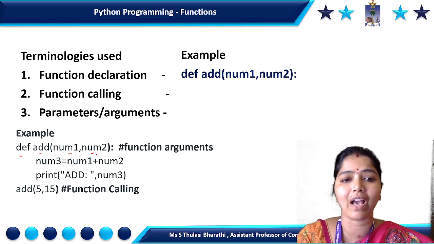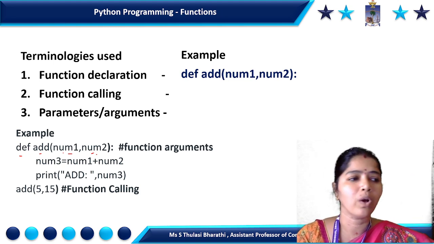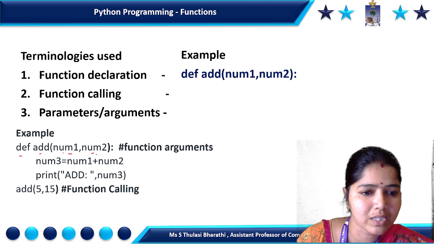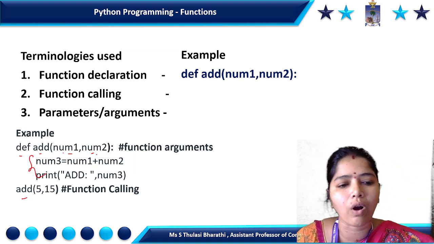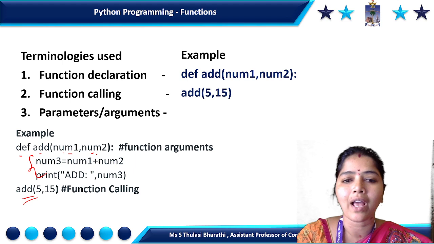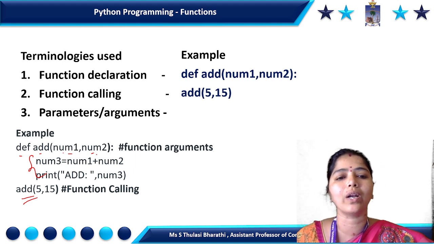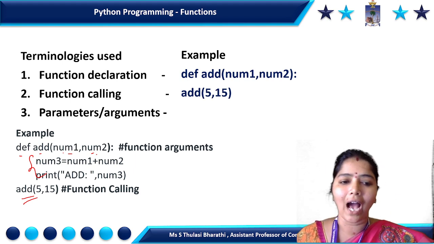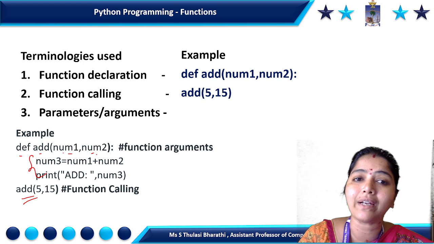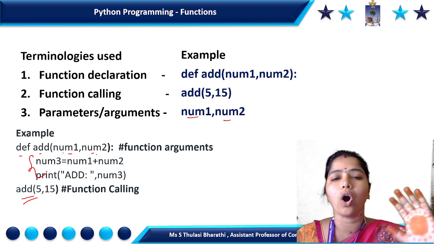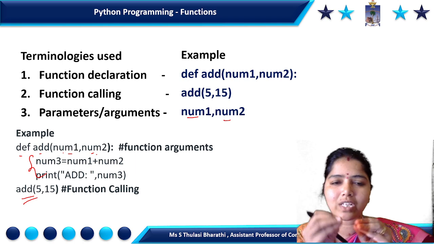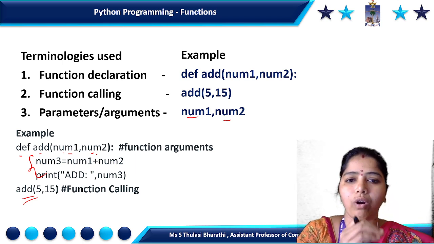And the next one we have is function calling. Calling means that only then will these function lines be executed. Only when this calling has been done. So here add(5, 15) is called the function calling. And what are the parameters or arguments passed over here? num1 and num2 are the arguments or parameters which are passed in that function called add.